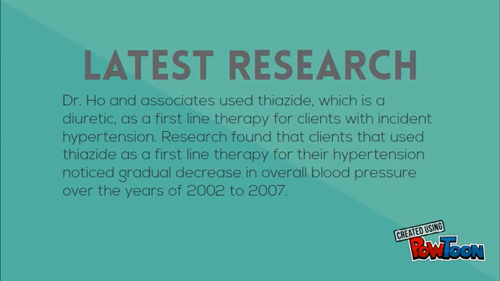Latest research. Dr. Ho and associates use thiazide, which is a diuretic, as a first-line therapy for clients with incident hypertension. Research found that clients that use thiazide as a first-line therapy for their hypertension notice a gradual decrease in overall blood pressure over the years of 2002 to 2007.